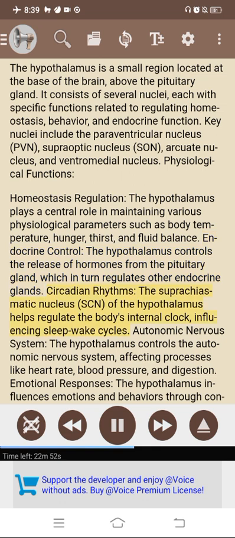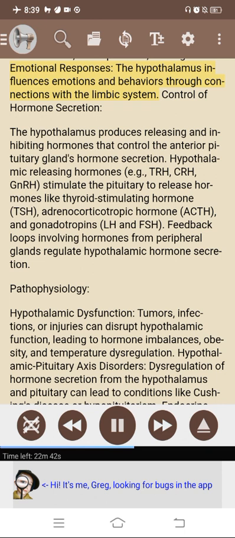Circadian rhythms. The suprachiasmatic nucleus (SCN) of the hypothalamus helps regulate the body's internal clock, influencing sleep-wake cycles. Autonomic nervous system. The hypothalamus controls the autonomic nervous system, affecting processes like heart rate, blood pressure, and digestion. Emotional responses. The hypothalamus influences emotions and behaviors through connections with the limbic system.